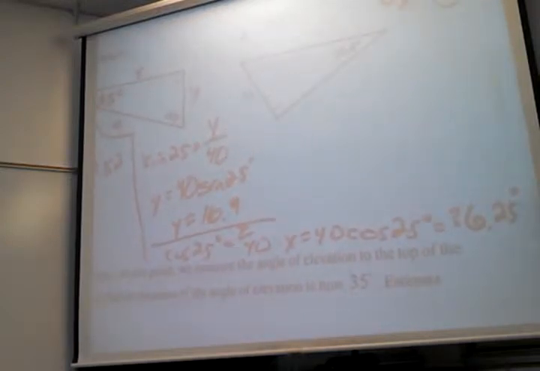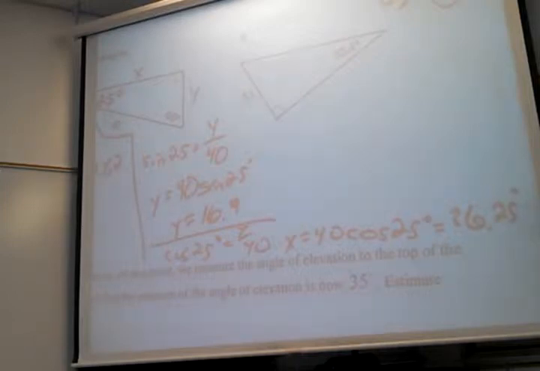Why does that make sense? If it's only going 25 degrees, which one should be bigger, the y or the x? The x should be bigger. That's what we just got. Makes sense. So why should the x be bigger? Because we're only going 25 degrees from the base.